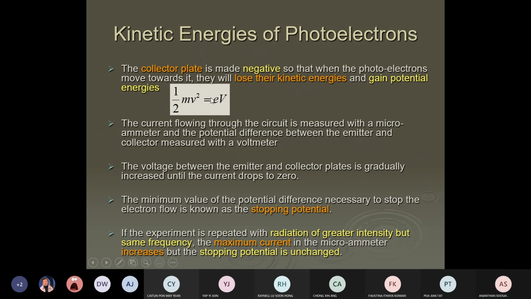The current flowing through the circuit is measured with a microammeter, and the potential difference between the emitter and the collector is measured with a voltmeter. The voltage between the emitter and collector plates is gradually increased until the current drops to zero. The minimum value of potential difference necessary to stop the electrons is called the stopping potential. So we got the kinetic energy.